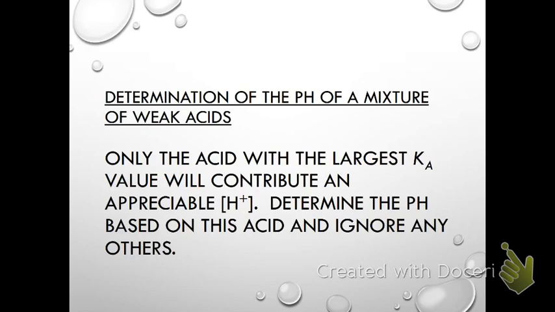Only the acid with the largest Ka value, which is going to have the smallest negative number, don't get that confused, will contribute an appreciable amount of H+. So you would determine the pH of the acid based on the highest or largest Ka value and ignore any of the others. Of course, we're going to do an example.